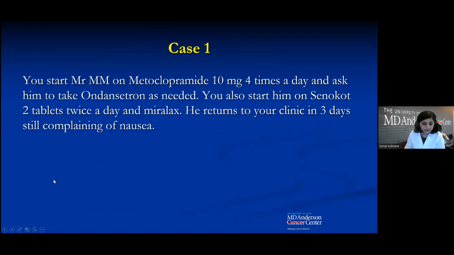So you start your patient on metoclopramide, and then he's also taking ondansetron concurrently with this. You start him on a good bowel regimen for constipation, but he comes back to your clinic 3 days later still complaining of nausea. So what do you do now?